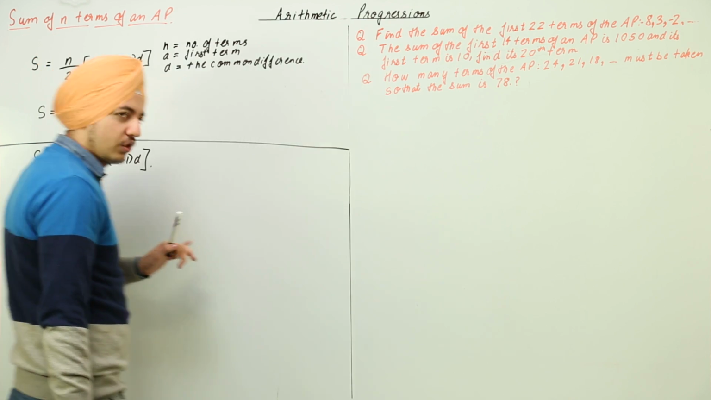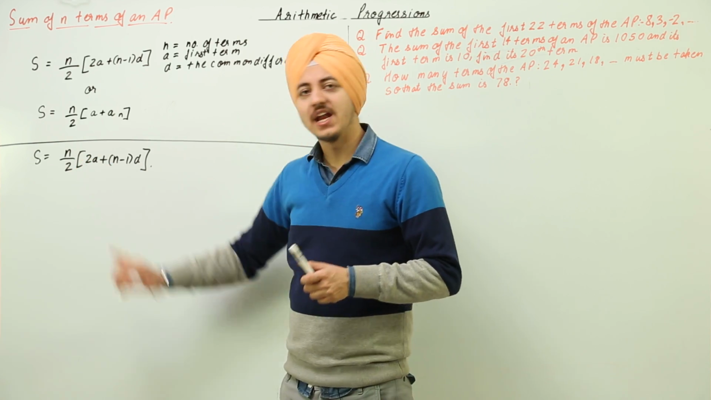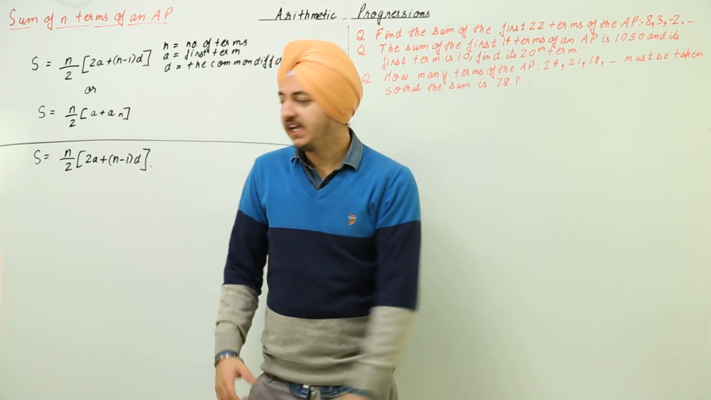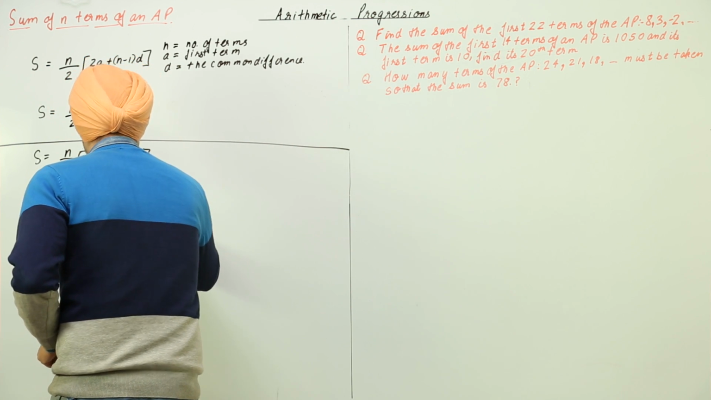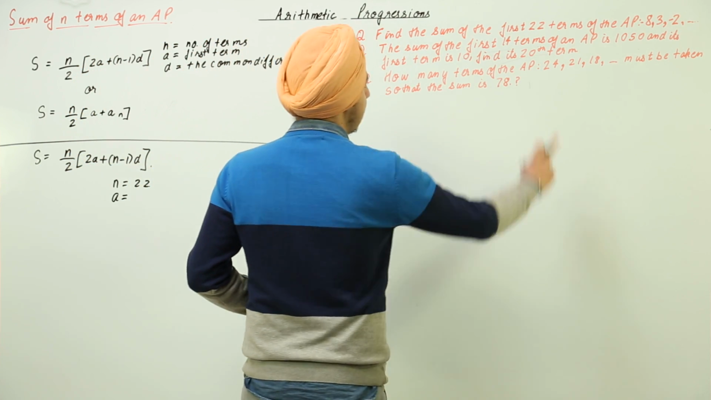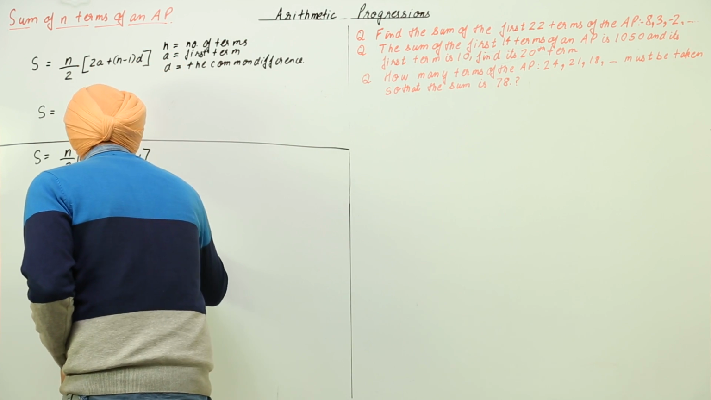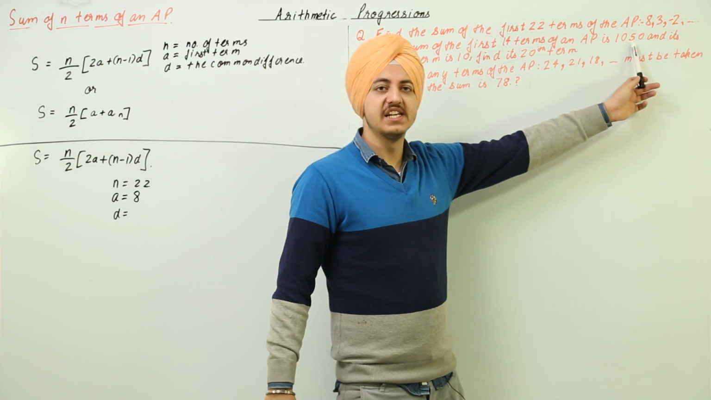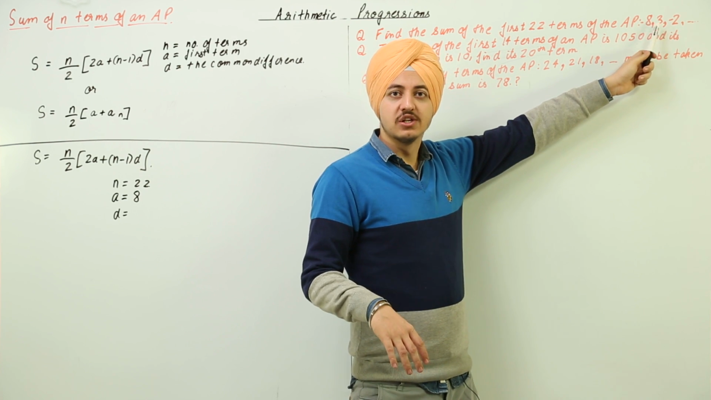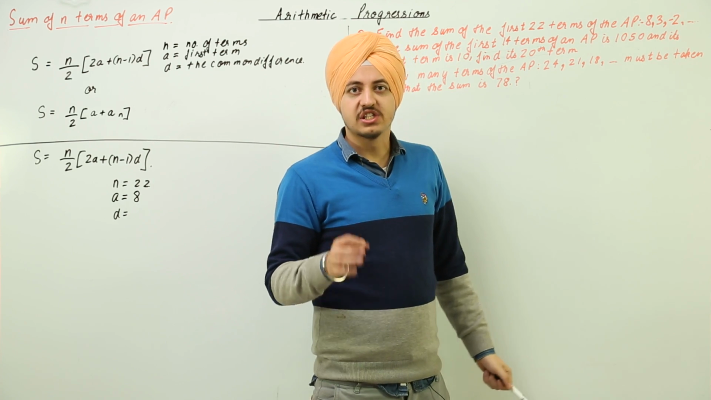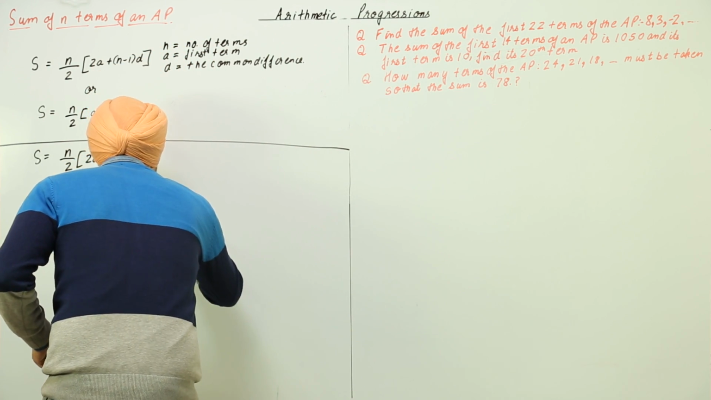So over here, sum is equal to n by 2 into 2a plus n minus 1 into d. Now what all do we need? N over here, we know that it is equal to 22. So we know n is equal to 22, correct? A here is equal to 8, correct? N again is 22 and d over here, what is the value of d? d is equal to minus 5, correct? Because the first term is 8, the second term is 3. So 3 minus 8 is d, 3 minus 8 is minus 5, correct? So d over here is minus 5.